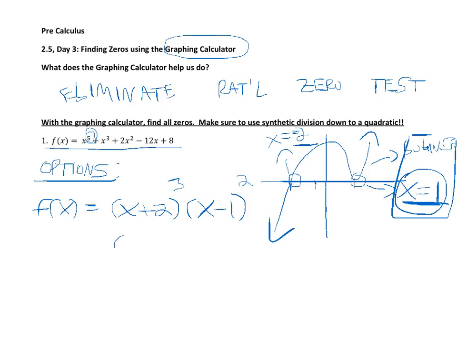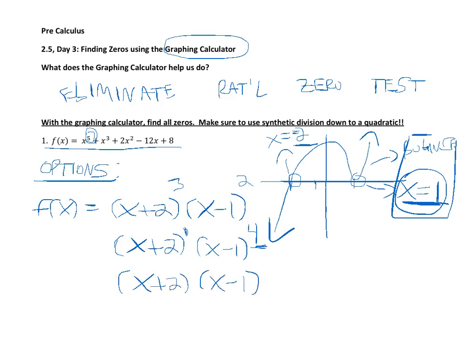The other things that could happen, let's see here. I could say this is x plus 2 raised to the first power. The x minus 1 could be raised to the 4th because it's still going to bounce. The other thing that could happen is that I could have x plus 2 times the quantity x minus 1, and I could say this is squared. And then I'll put here the other 2. Right now, your degree is 3, 1 plus 2. So that means the other 2 are complex.